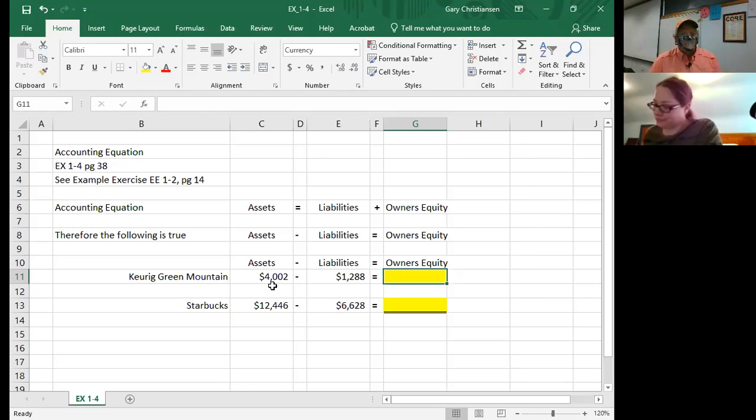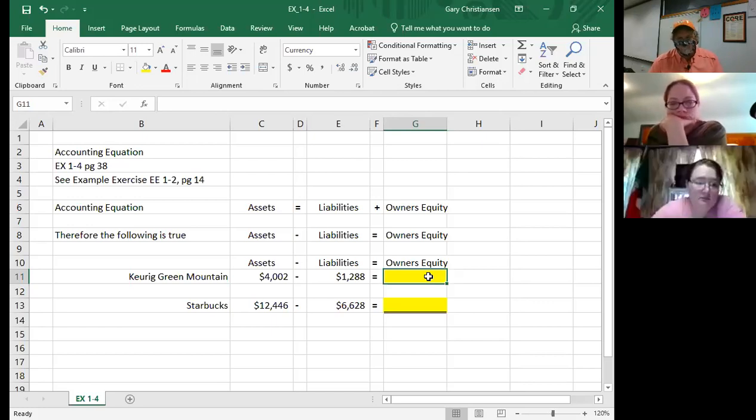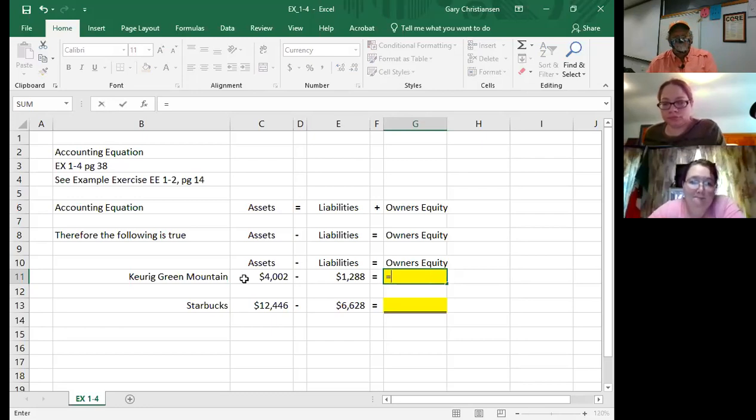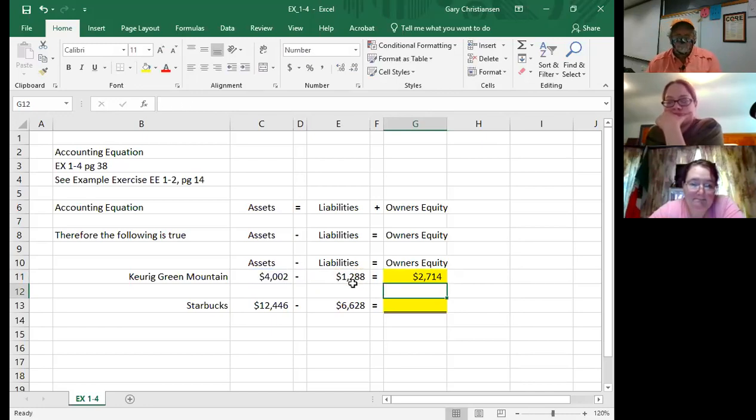So I'm just going to say $4,002 of assets minus $1,288 of liabilities will equal our owner's equity. You could just do the math and drop the number in, or since I'm lazy, I'll let Excel calculate it for me. This number minus that number will give us our owner's equity.